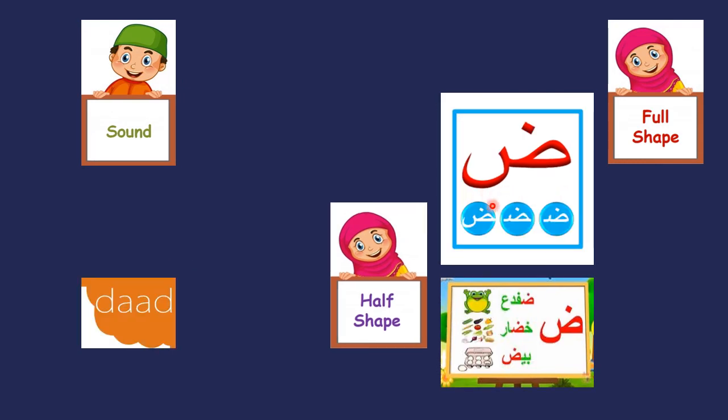This is the full shape of letter dod. It has a dot on it, and it also has 3 proper half shapes. When it comes at the start, it looks like this. This is its middle shape, and this is the end shape. And its sound is dod.